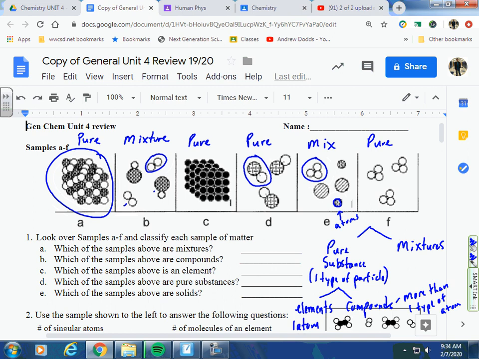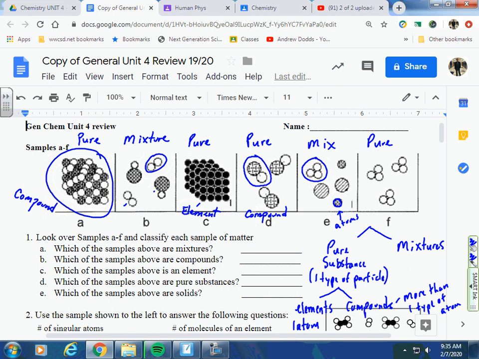So I'm just going to look at the pure substances now, not the mixtures. This, I have white atoms, I have black atoms. I would call this a compound. Okay, B is a mixture, so I can skip that. Here, they're all black dots. I would call that an element. D is a pure substance, but if I look at each piece, they have a white dot and a black dot, so more than one type of atom. I would call that a compound.